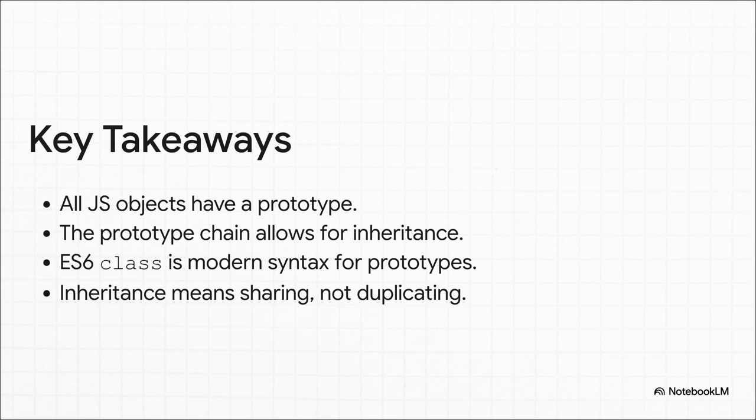All right, so let's boil this all down. What are the absolute key takeaways here? Number one, pretty much every object in JavaScript has a secret link to a prototype, its blueprint. Number two, these links form the prototype chain, and that's what makes inheritance possible. Three, that modern class syntax, it's really just a friendlier face, syntactic sugar, as they say, for the same prototype system. And finally, the whole point of all this is efficiency. We share behaviors. We don't waste memory by duplicating them.